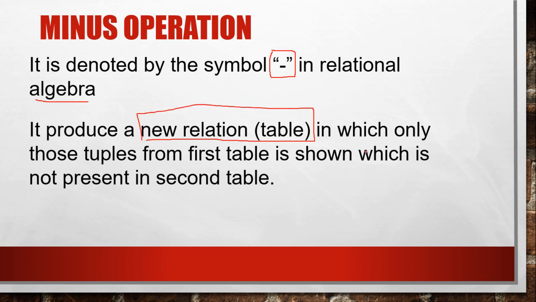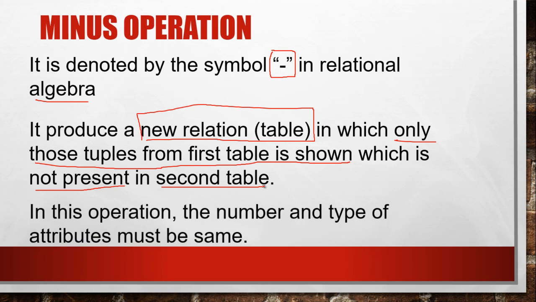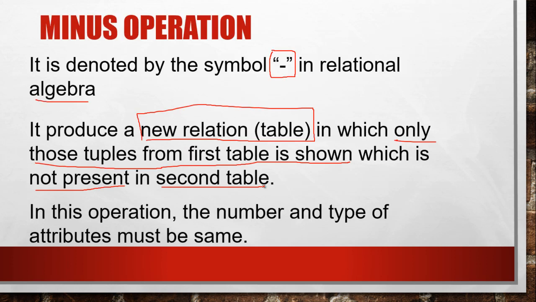in which only those tuples from the first table are shown. It means the records from the first table which are not present in the second table are shown to the user. So it will show the records of the first table except those records which are present in the second table. Let me give you an example of this. Also, in this operation the number and type of attributes must be the same.